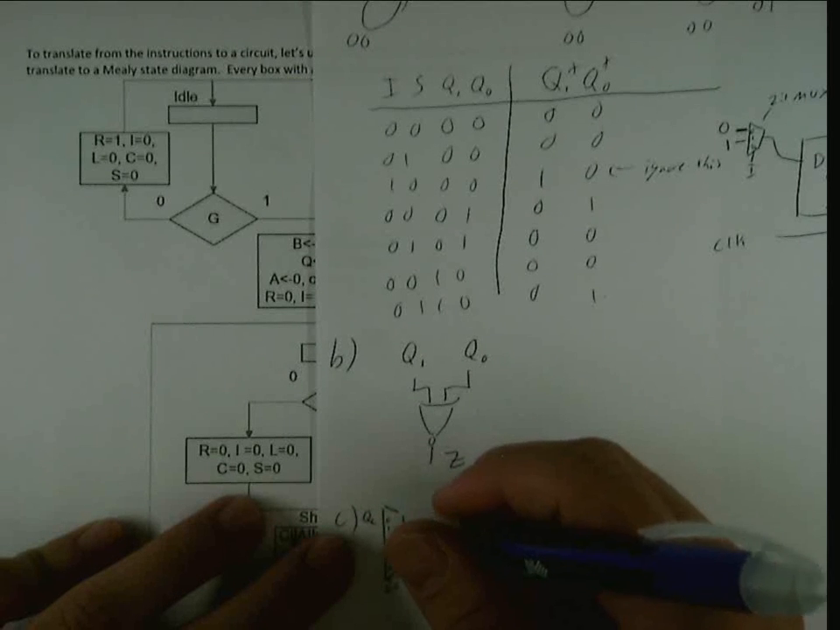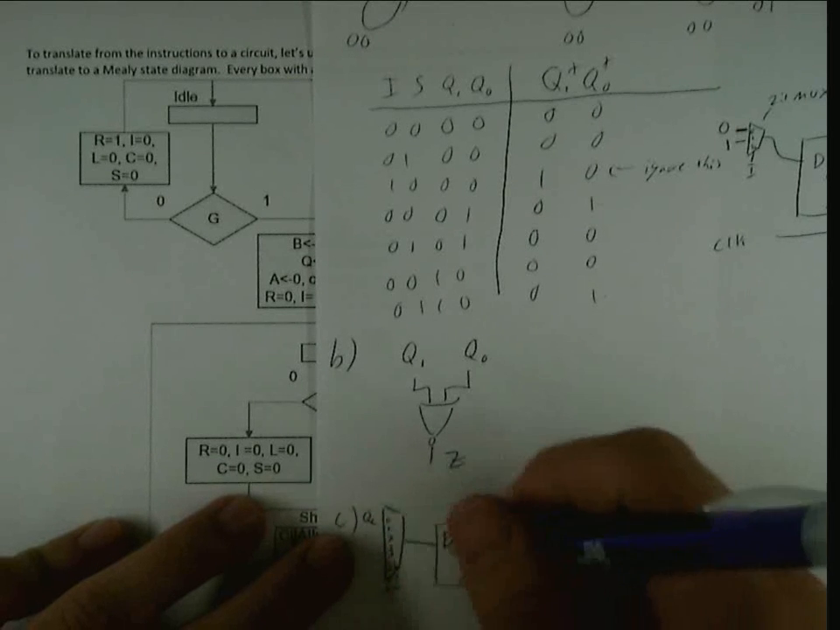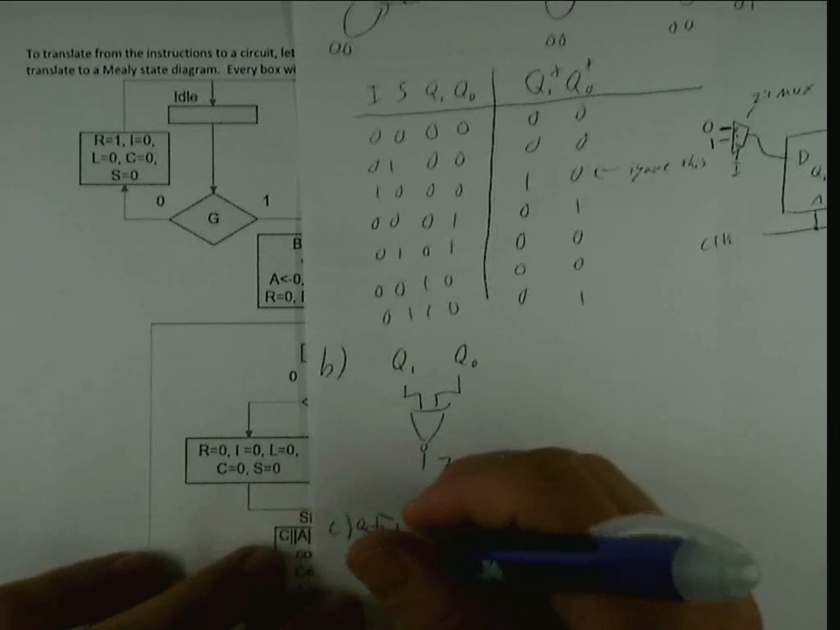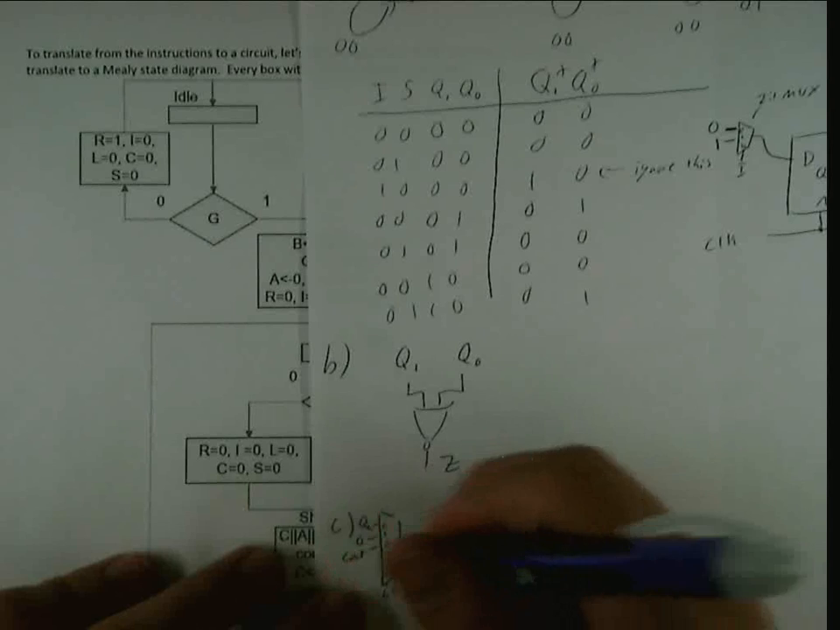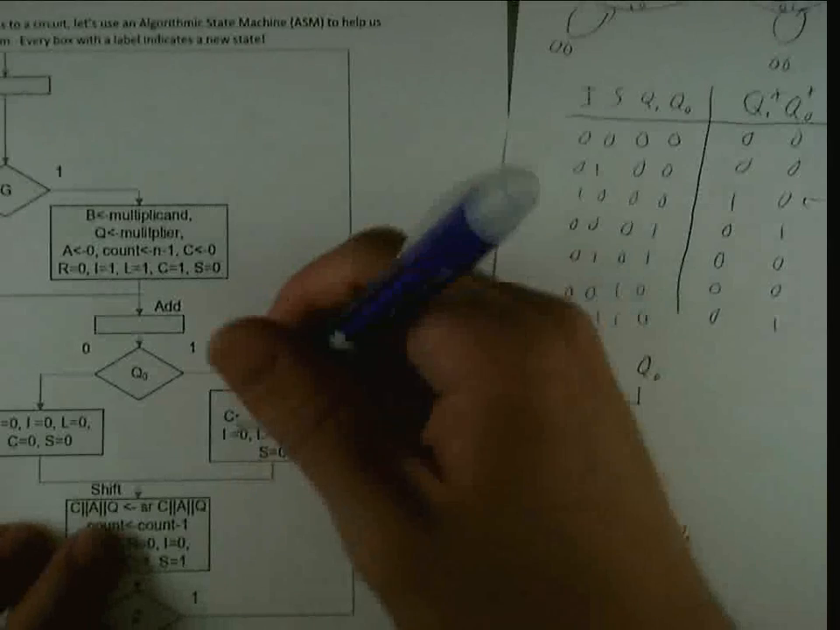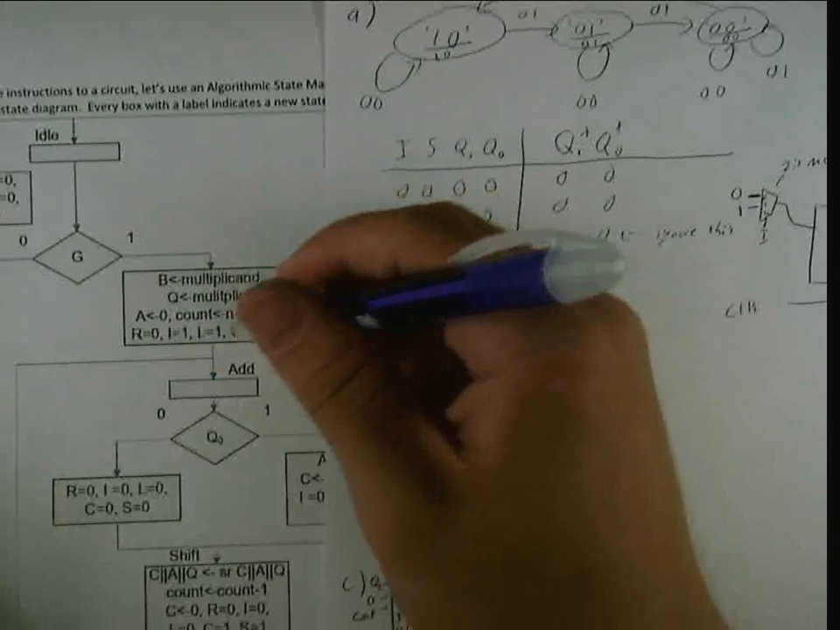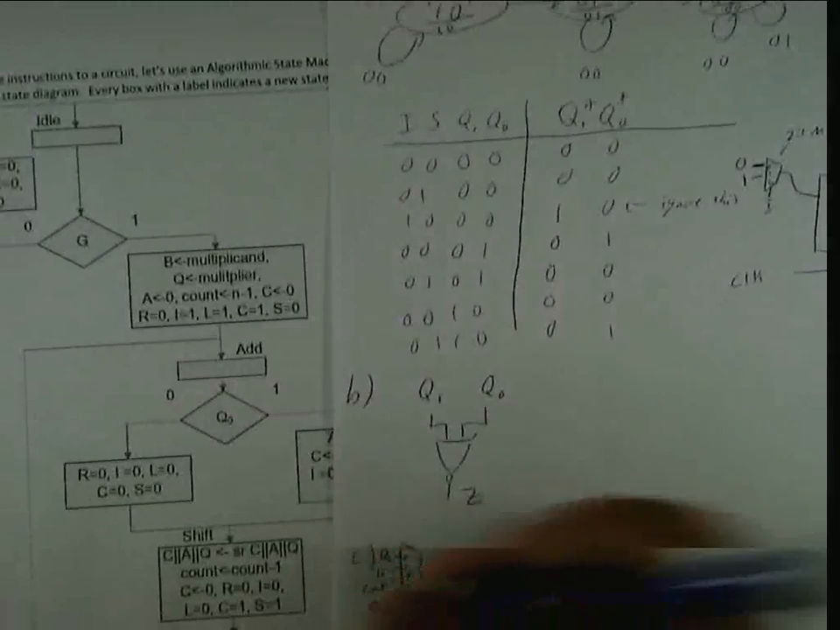When L is 0 and C is 1, we want to clear. When L is 1 and C is 0, we want to put C in. And so we get that from here. L is 1, C is 0, we put C in. And then finally, anytime C is 1, so we have C is 1, L is 1, we still want to clear C. So that's done.